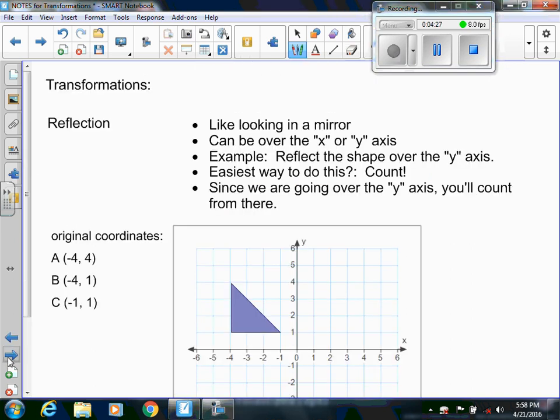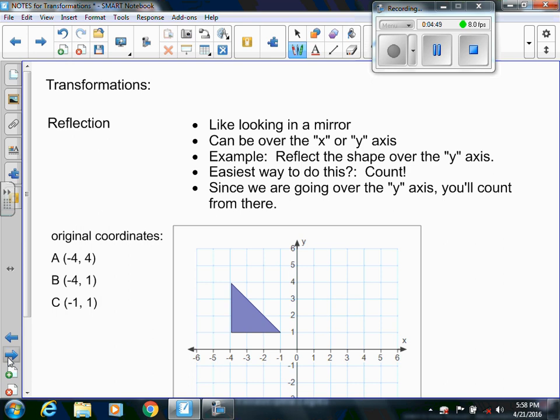Next one. These are reflections. Now reflections, these first ones are very simple in my opinion. I think you're going to have no problem. And again, this is also a review from 7th grade. So a reflection is like looking into a mirror. It can be over the x-axis or it can be over the y-axis. The example we're going to do here is reflect the shape over the y-axis.